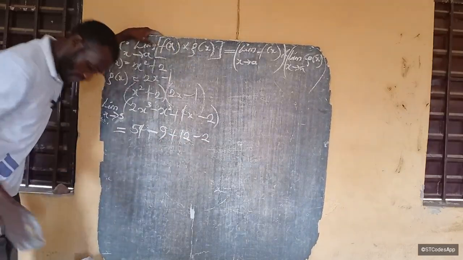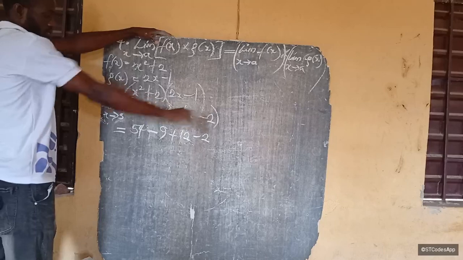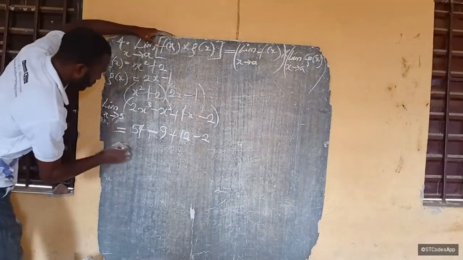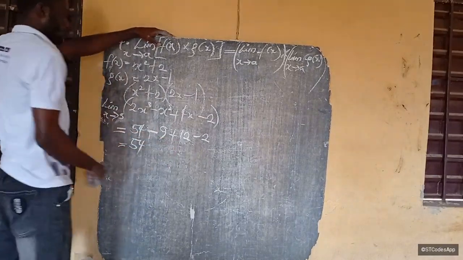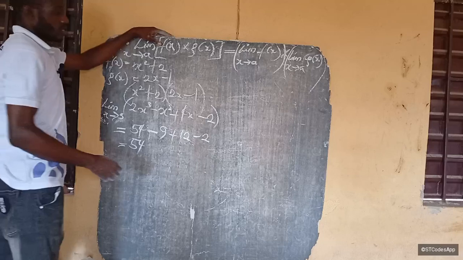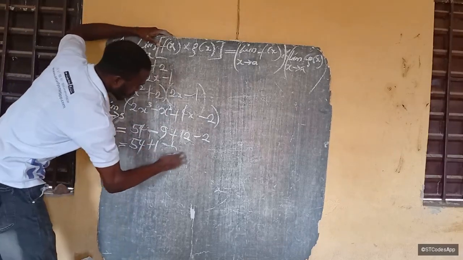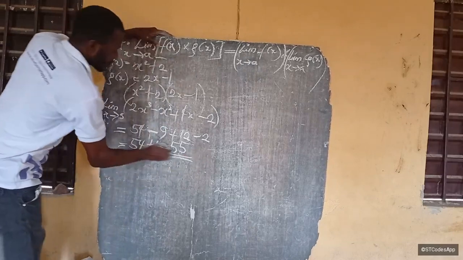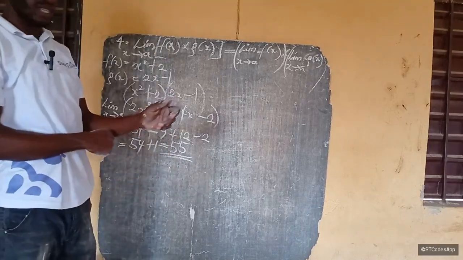I hope you know how I got all of this. I simply plugged in the value of x into this. If that's the case, then we have 54 minus 9 plus 12, that's plus 3, minus 2, that's plus 1. So that will be 55. Our function is going to approach 55 as x approaches 3.